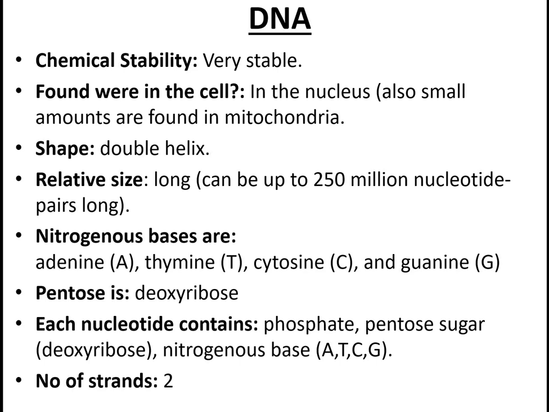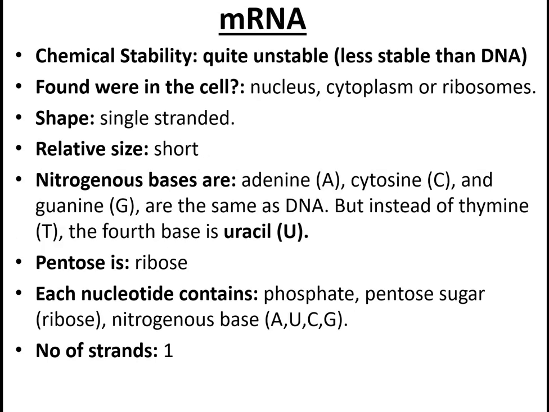The bases in DNA are adenine, thymine, cytosine and guanine, so A, T, C and G. The pentose sugar is deoxyribose, and each nucleotide contains phosphate, pentose sugar which is deoxyribose, and a nitrogenous base, which can be A, T, C, or G. And it is double-stranded, so it's got 2 strands.